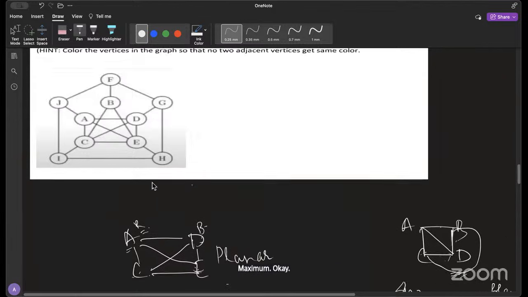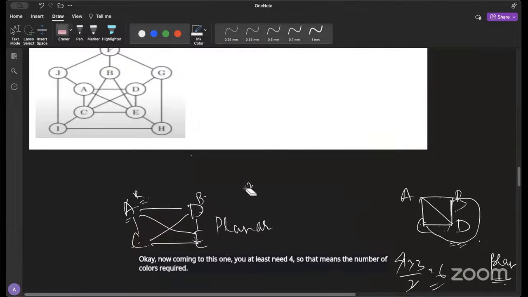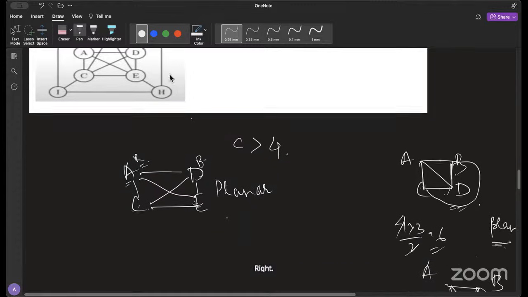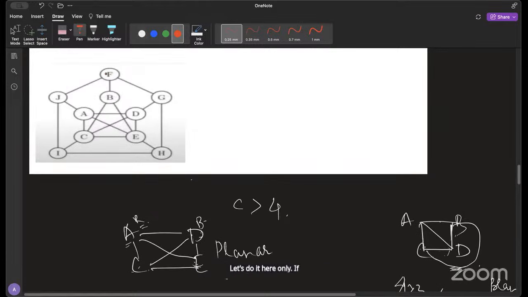Okay. Now coming to this one, you at least need 4. So that means the number of colors required is greater than 4, right? Now let's check if 4 is possible here. Let's do it here only. If I use red here, then I can't use red here, here, and here. So let's use it at A. Then we can use it at I or H. So let me just use it for I.